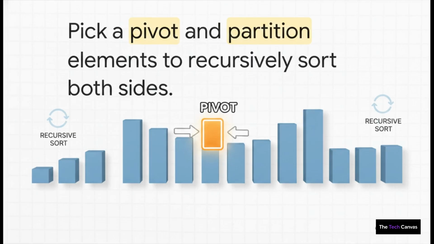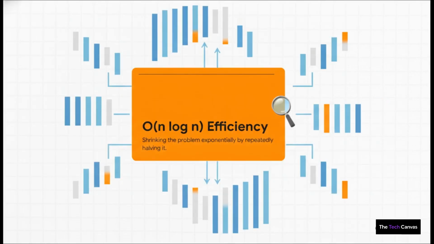Then it recursively sorts those two sides. So it's a completely different mechanical approach to the divide step, but it uses that exact same divide and conquer philosophy. So why on earth do we go through all this splitting and merging? Well, it's because of the incredible efficiency it creates, mathematically represented as O of n log n.